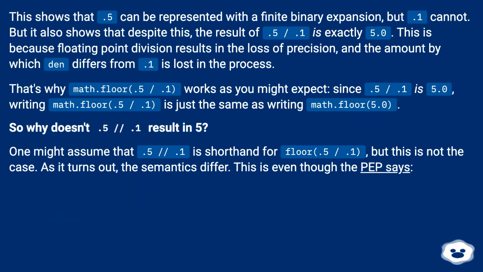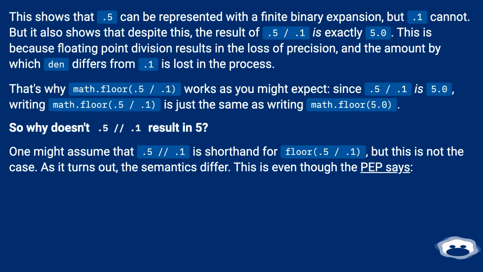That's why Math.floor(.5/.1) works as you might expect, since .5/.1 is 5.0, writing Math.floor(.5/.1) is just the same as writing Math.floor(5.0). So why doesn't .5//.1 result in 5? One might assume that .5//.1 is shorthand for floor(.5/.1), but this is not the case. As it turns out, the semantics differ.